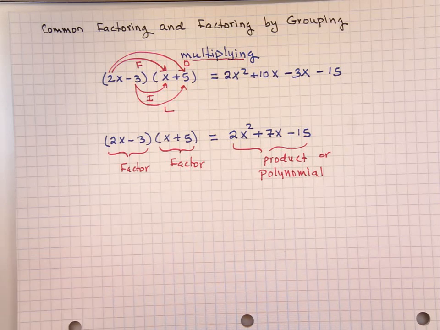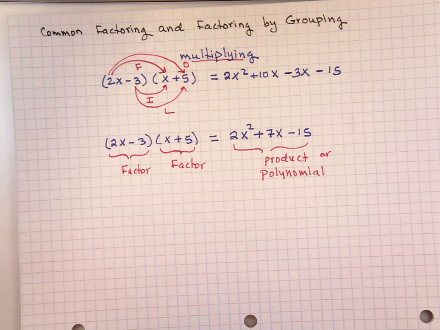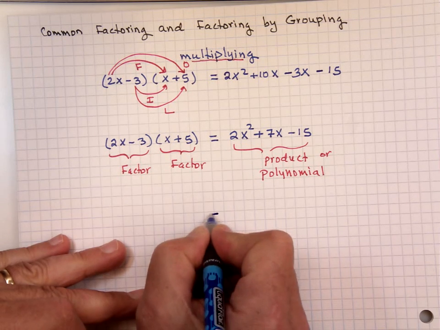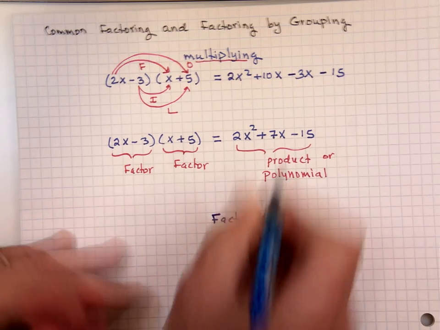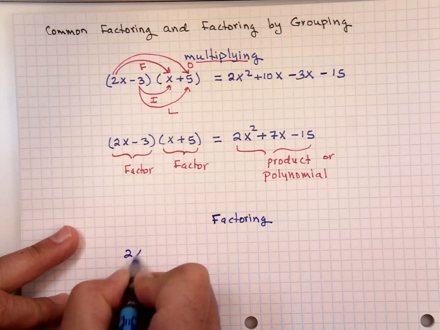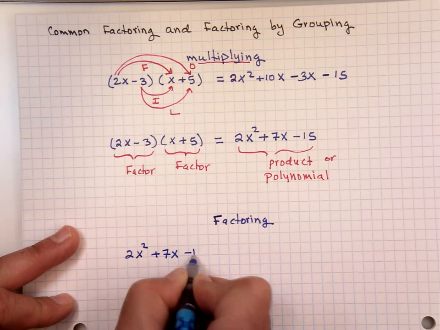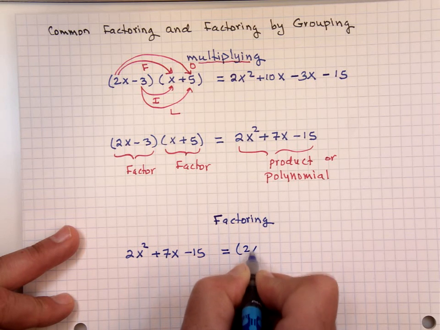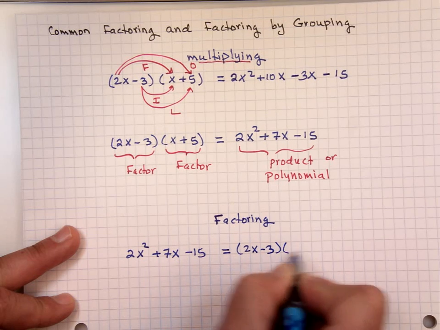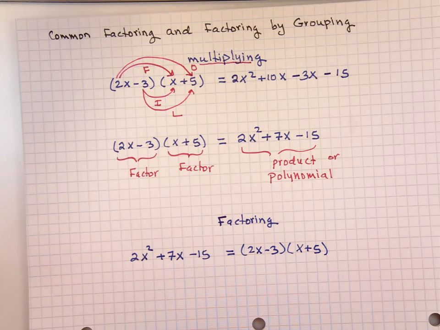Now, factoring is actually the reverse of multiplying. We're going to give you this and ask you to change it to this. That's what factoring is. So we're going to give you the polynomial 2x squared plus 7x minus 15 and ask you to rewrite that as the product of 2x minus 3 times x plus 5. So that's where we're going with this lecture.